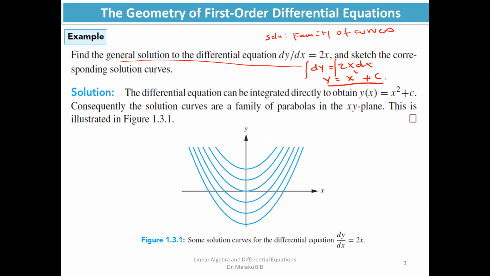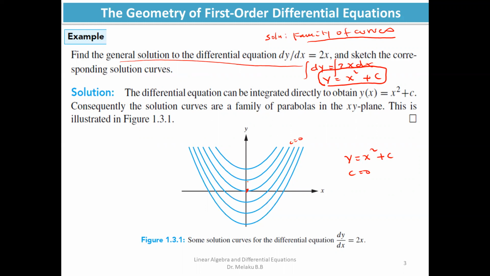This is a general solution, and the general solution y is equal to x squared plus c gives us a family of parabola curves. You can see it here. When c varies, the parabola also varies. So here we have the curve y is equal to x squared plus c. When c is equal to 0, for example, this is the one.